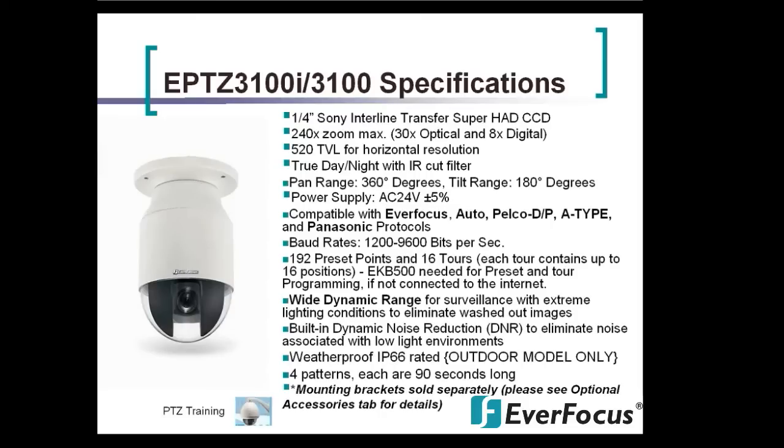The 3100 also offers wide dynamic range for surveillance with extreme lighting conditions. Okay, this will help eliminate any washed out images. It has built-in dynamic noise reduction, okay, and this will eliminate any noise associated with the low light environments. It is weatherproof IP66 rated. Again, this is on the outdoor model only. That's the 3100. Okay, and the EPTZ3100 offers 4 patterns, each 90 seconds long.